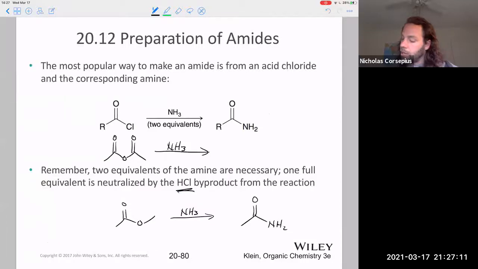The reason this reaction was specifically brought up is because it's the most popular way to do it, because your yields are really good, right? Again, this reaction was quite slow. This one's going to be somewhere in between.